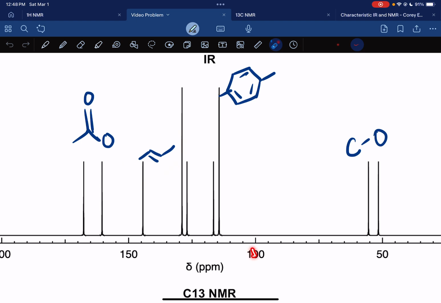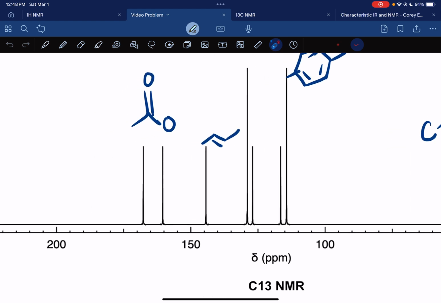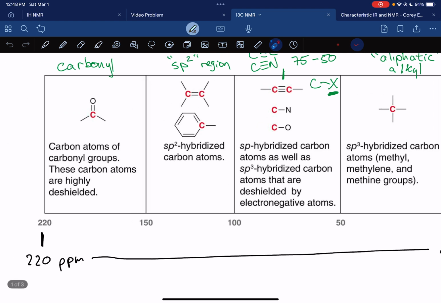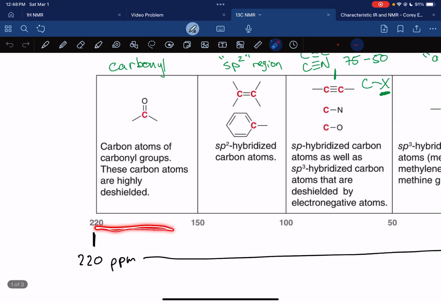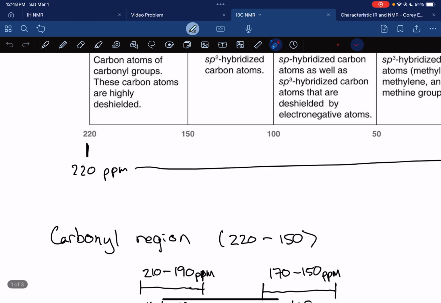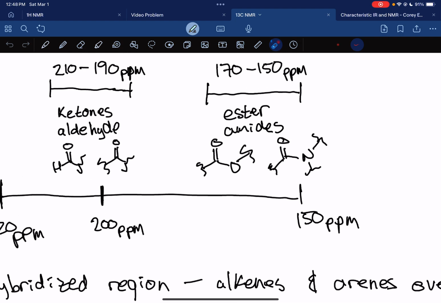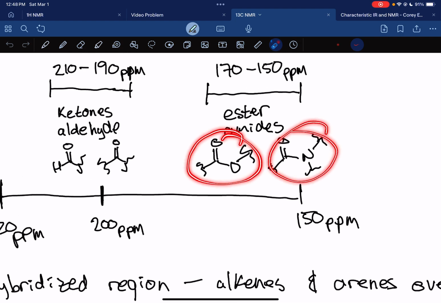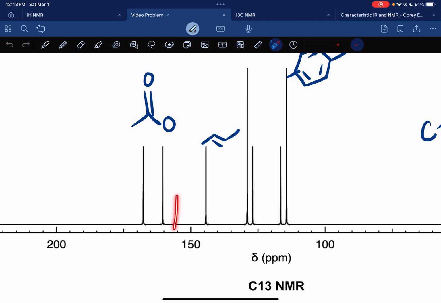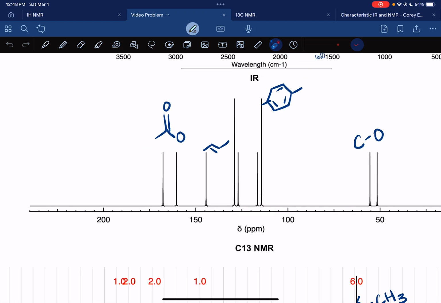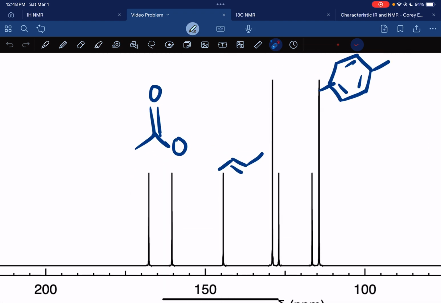This range, 100 to 150, is the sp2 hybridized carbons. And then over here, from 150 to 220, this is where we have our carbonyl groups. And if we look further into this region, you can see that closer to 150 we have the amides and the esters. And if you look here, this is a lot closer to 150, but we have no nitrogens in the formula, so we can safely assume that we have an ester.